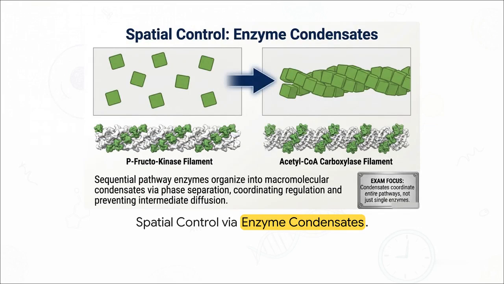But it gets even cooler when we look beyond just single proteins. Sequential enzymes actually physically organize themselves into macromolecular condensates. They literally clump together into structured filaments, like a molecular assembly line. This physically coordinates entire pathways and keeps the intermediate molecules from just drifting off into the cellular abyss.